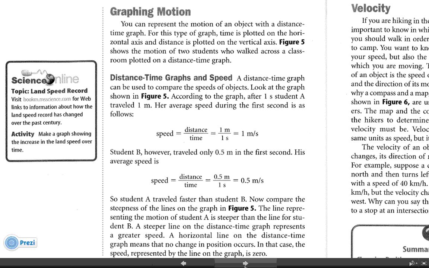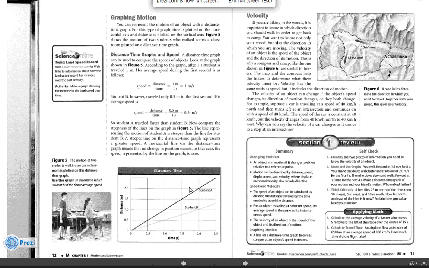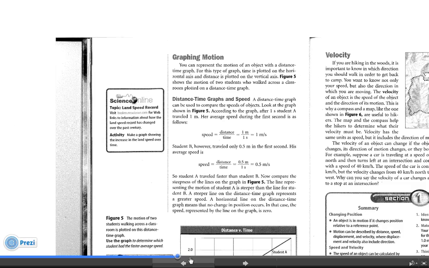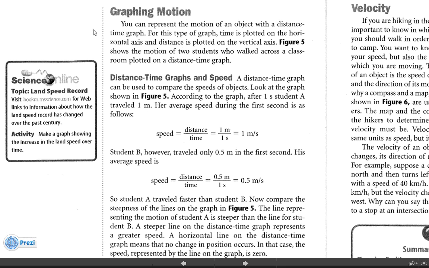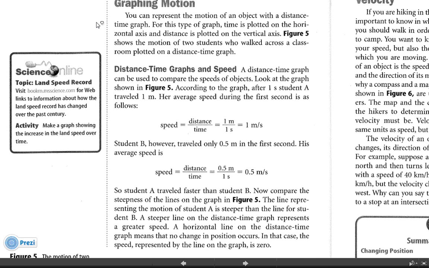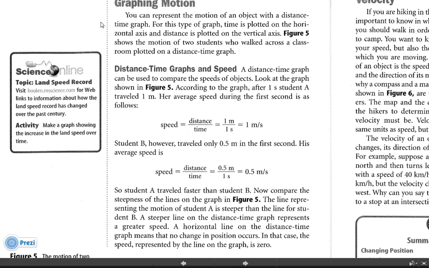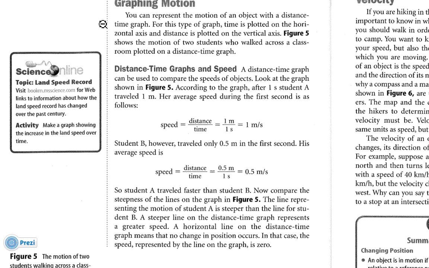All right, now we're going to look at page 12, graphing motion. Okay, this is a blue heading. Therefore, this will be the next capital letter. All right, graphing motion. You can represent the motion of an object with a distance-time graph. For this type of graph, time is plotted on the horizontal axis and distance is plotted on the vertical axis. Figure 5 shows the motion of 2 students who walked across a classroom plotted on a distance-time graph.